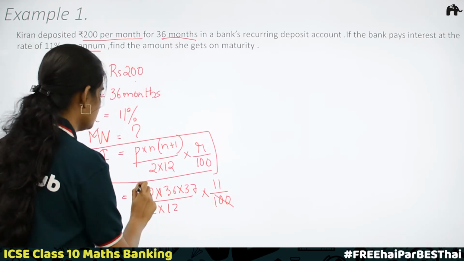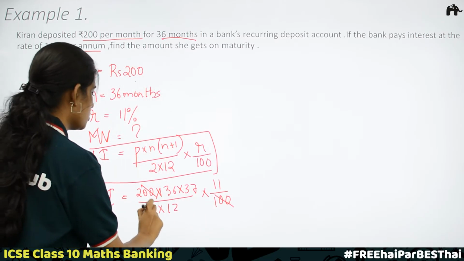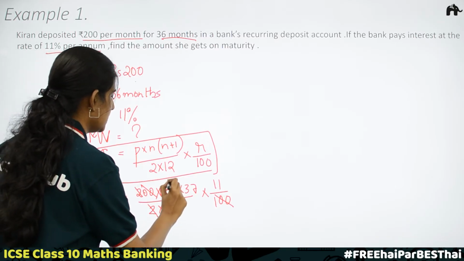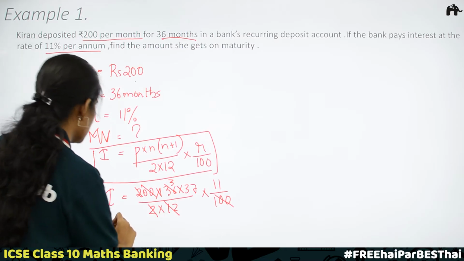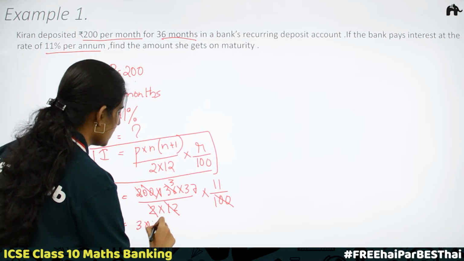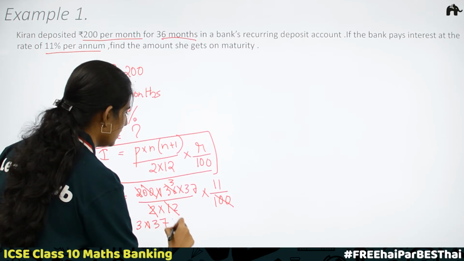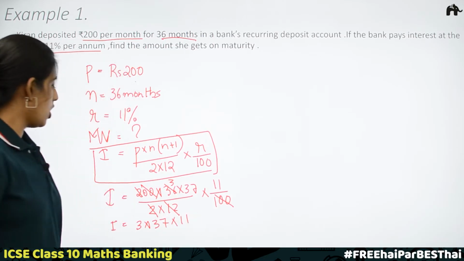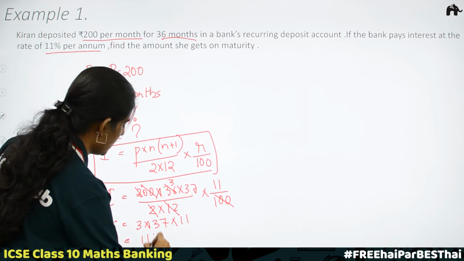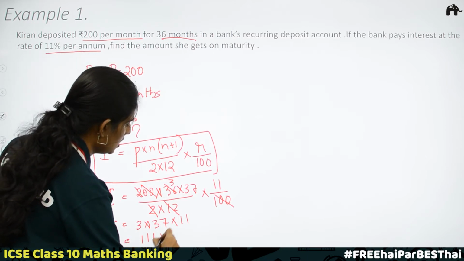Cancel out zeros. 2, 12 and 36, 3 times. So, interest I is equal to 3 into 37 into 11. On multiplying 37 and 3, you will be getting 111 into 11.